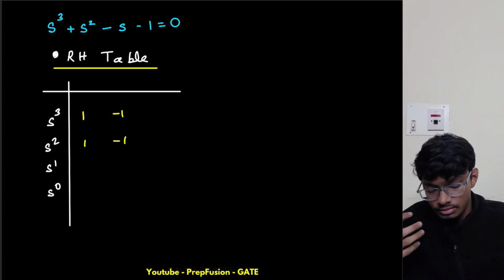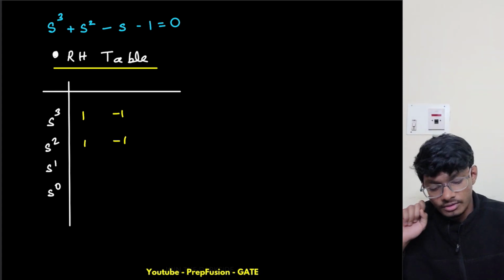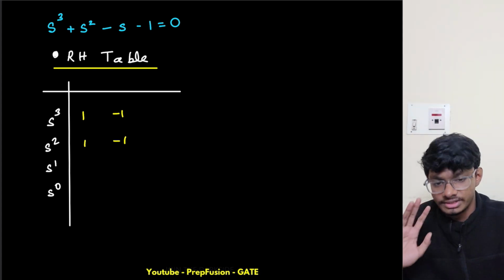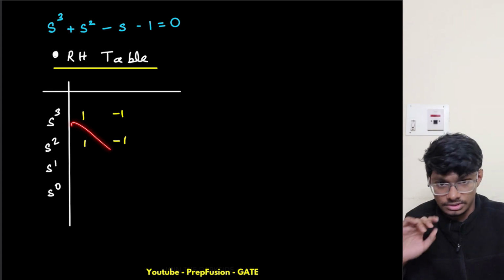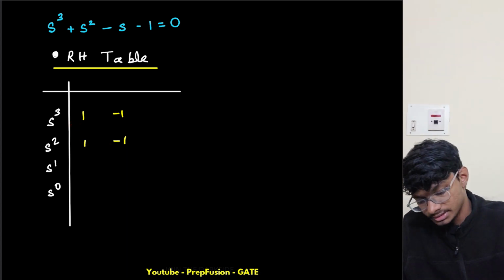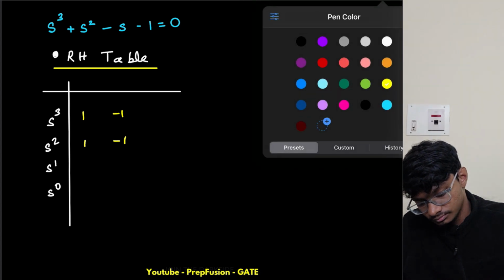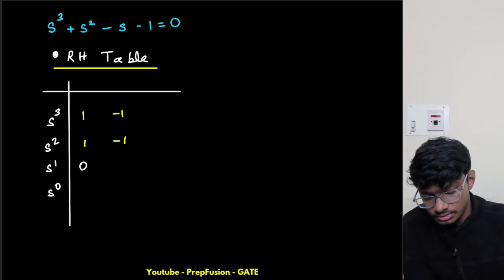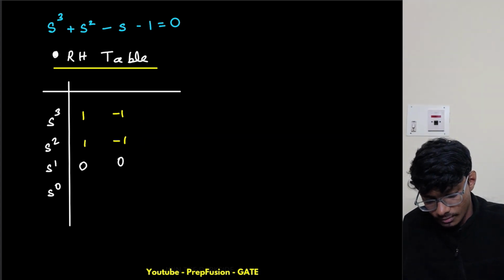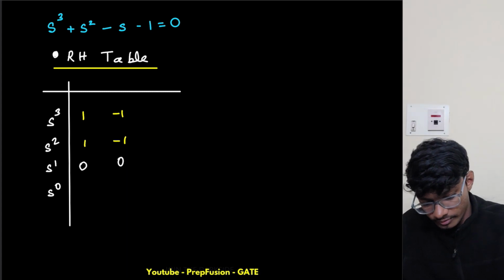Now let's compute the next row. If you compute the next row, what do you see? You see we get a 0, right? Because this is 1 times minus 1, which is minus 1, and this is plus 1, which is 0. So I will get this as 0. And obviously here I have nothing, so this will also come out to be 0. So again we have a row of 0.